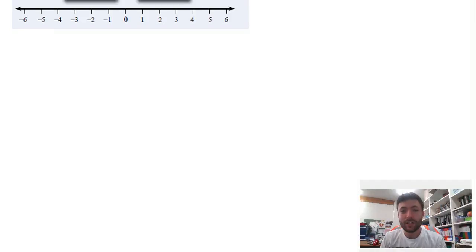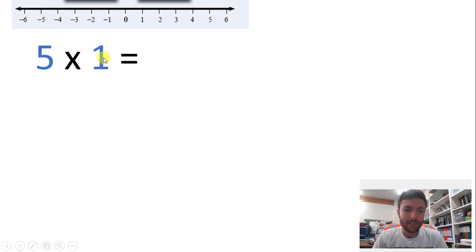Hi guys, we're going to look at multiplying integers. So let's say we have 5. 5 is a positive integer, it's on this side of the number line. With any integer or any number, we can times it by 1, and if we times any number by 1, it's going to be the same. So 5 times by 1 equals 5.